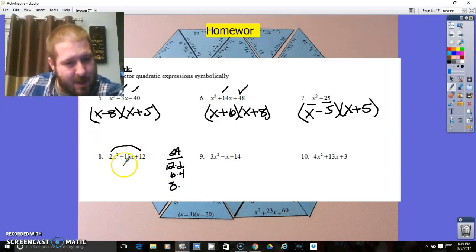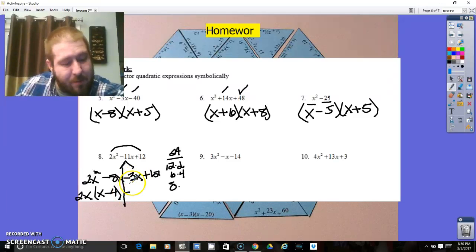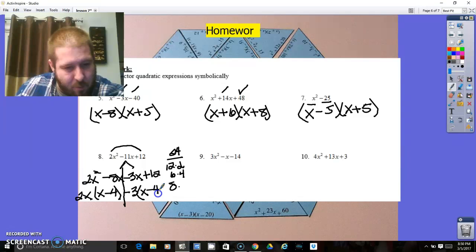8 times 3 is the split, so it's negative 8x minus 3 more x's. Bring down the plus 12 and bring down the 2x squared. Split it in half. Factor out the GCF on both sides. That leaves me with x minus 4 on the inside. Factor out, remember, if the first term is negative, you have to factor out the negative, so that leaves you with x minus 4 on the inside. So the answer is 2x minus 3 times x minus 4.